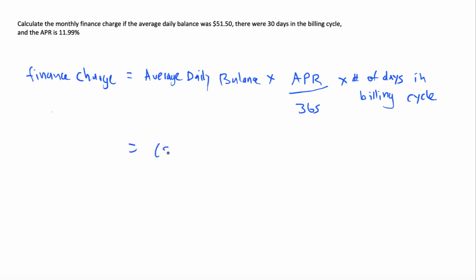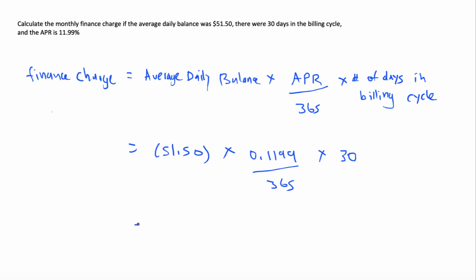The average daily balance was $51.50. The APR is 11.99%. Now in the calculation, we don't use the percent form, we use the decimal form. So make sure you do 0.1199, divide that by 365, and then multiply by the number of days in the billing cycle, which in this case is going to be 30. Now what you can do is just multiply the top three numbers together, hit enter, and then divide that by 365. So if you have a calculator, that's one way to do it.